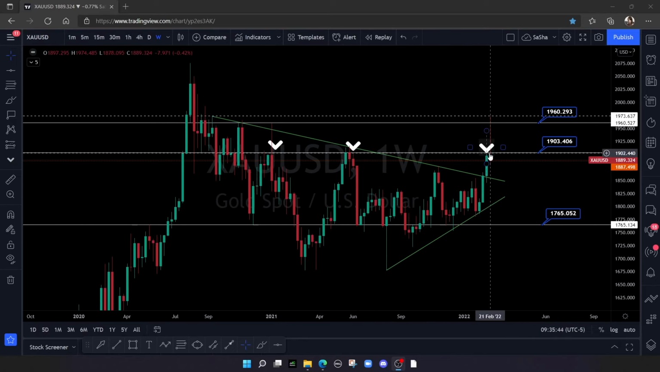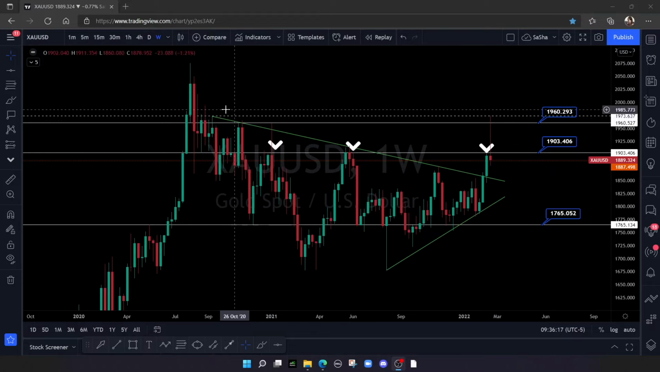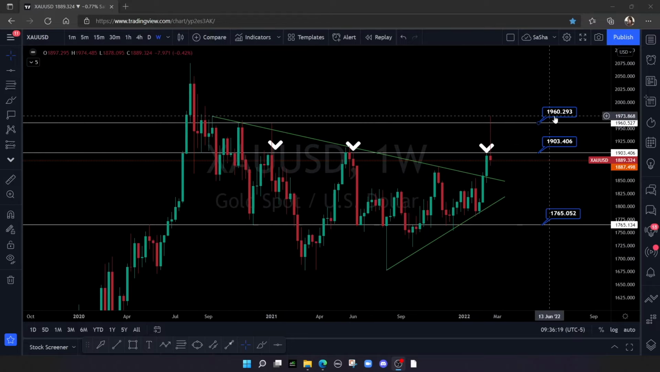Then what happened with the Ukraine and Russia crisis? Price just shot up all the way to this area, which was the weekly resistance around 1916-17-ish area. And it also dropped back sharply and closed below this resistance that we have on 1904-ish area. Now, this is where we are.